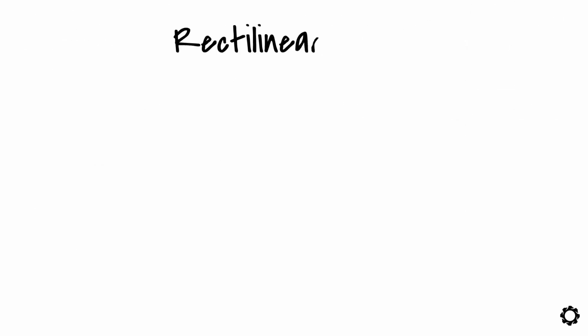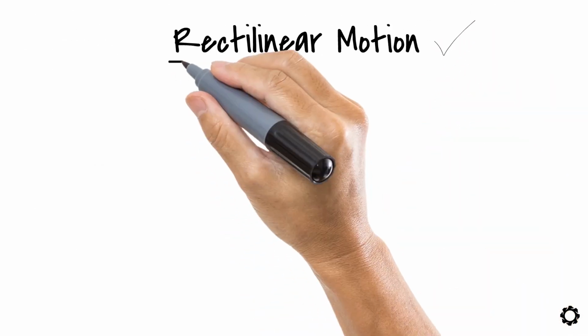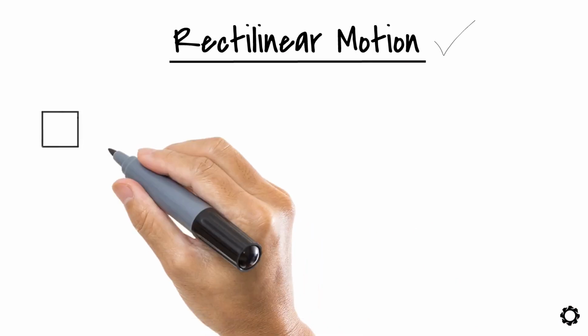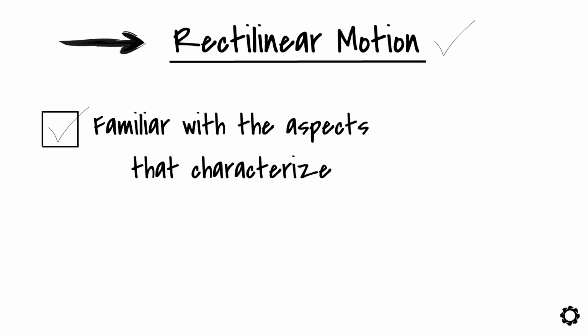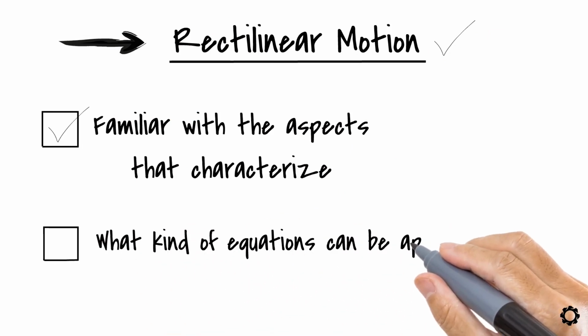Hopefully, after watching this video, you know the definition of the rectilinear motion of a particle, and you are familiar with the aspects that characterize this kind of motion. You also know what kind of equations can be applied when the particle experiences constant acceleration.